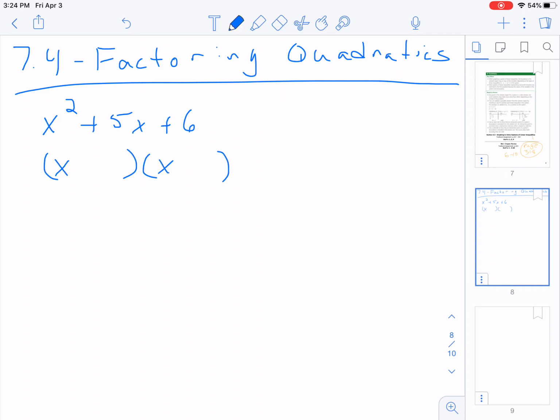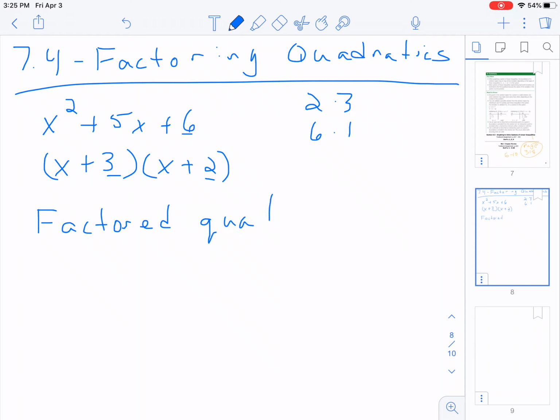Now, to find the middle terms that go here, you have to look at factors of 6 that add up to 5. So there's 2 times 3, 6 times 1. I'm going to go with 2 times 3, like so. Now what you've actually done is you've factored this quadratic. And a factored quadratic will show you the x-intercepts of the graph, of the parabola.